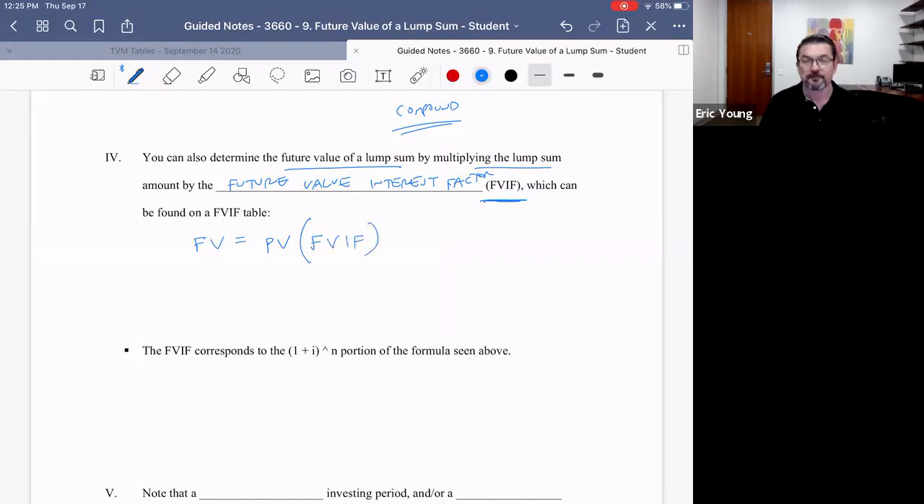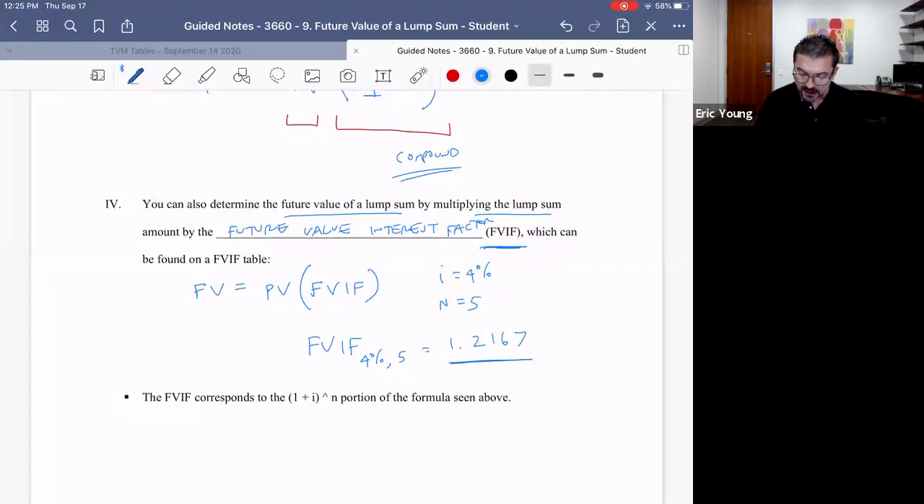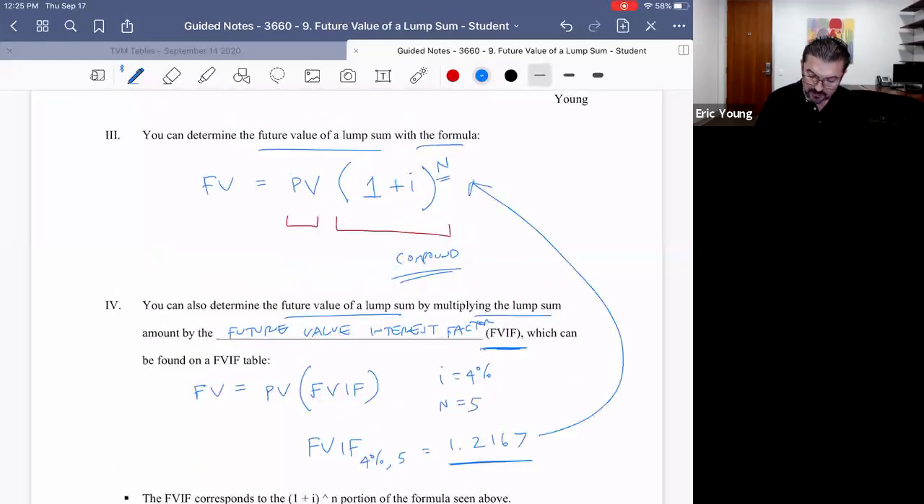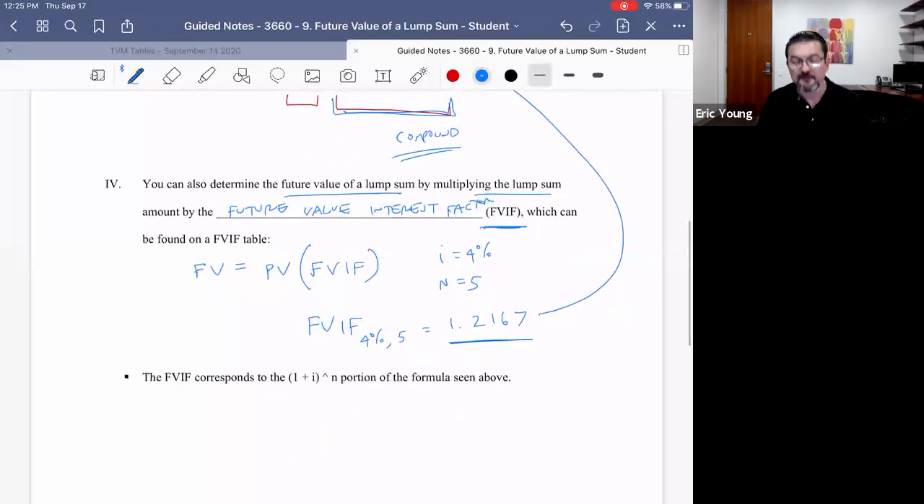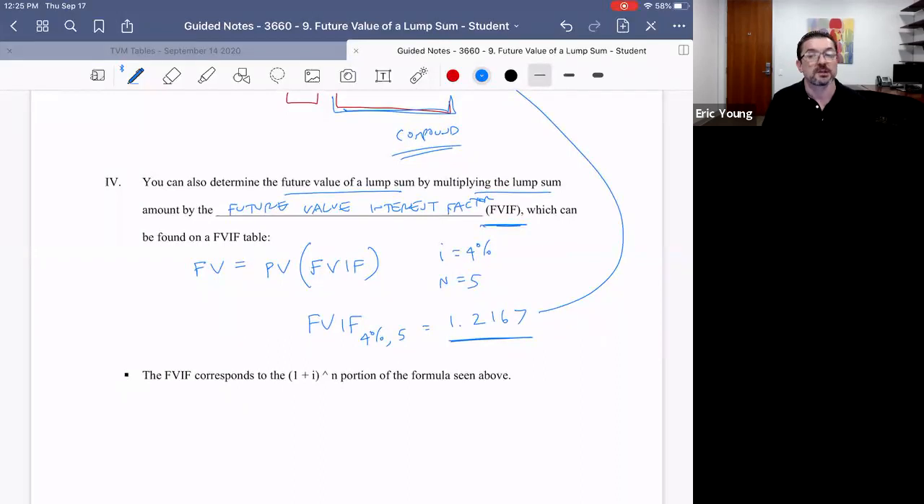If you notice, let's just do a little example. Let's say that we're talking about an interest rate of 4% and an N of 5. If you notice, the future value interest factor at 4%, 5 years, if you look at a table, would be equal to 1.2167. You just pull that right from the table. You notice what this factor is equal to is this part of the equation. So basically, the factor tables give you a shorthand way to solve it.